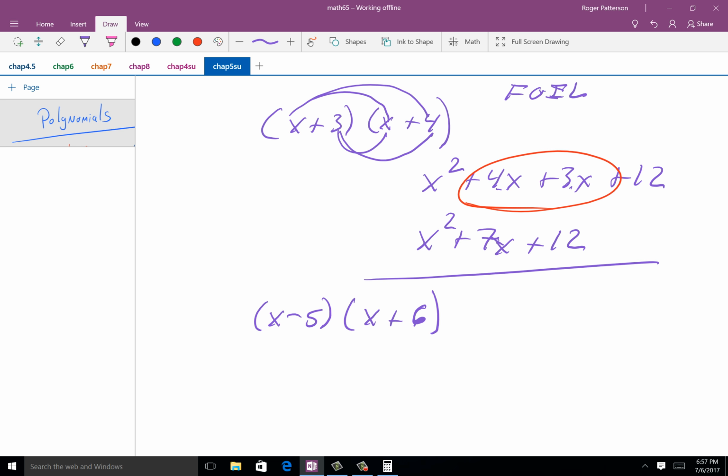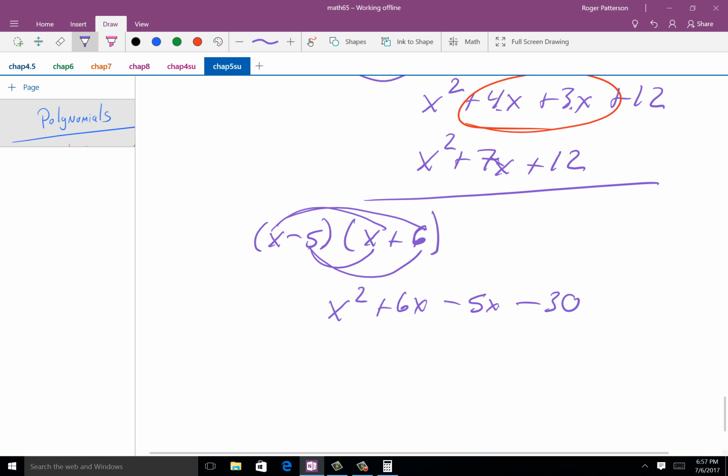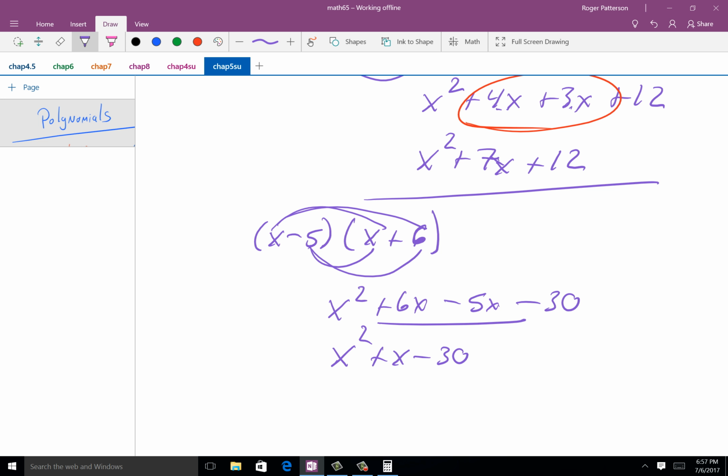So again, here we're going to FOIL. First times first, first times last, outside, inside, inside times last. x squared plus 6x minus 5x minus 30. Inside stuff always combines. Rare that it doesn't.